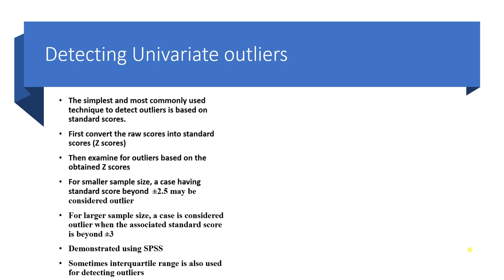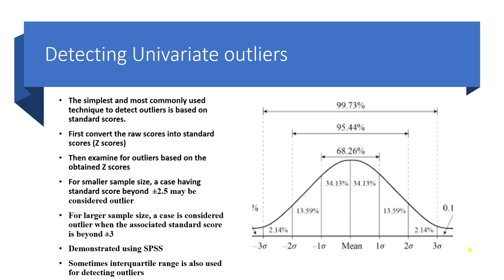Sometimes people also use interquartile range, and any value beyond the first and third quartile is considered an outlier. But most often we go with the standard score method, and it is based on the normal probability curve distribution, normal distribution, and you know that 68% of cases lie between plus minus 1 and 99.73% of cases lie between minus 3 standard score to plus 3 standard score.